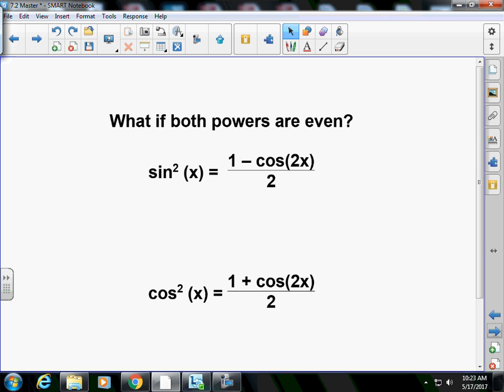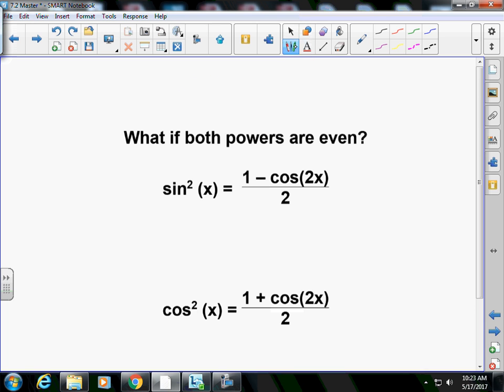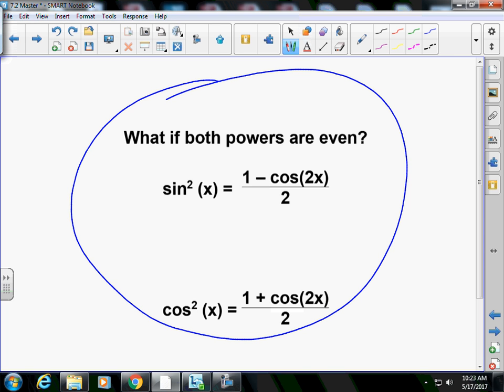It says, what happens if both powers are even? Well, based off of what we know about double angles, I know that sine squared x would then have to be, after I manipulate it, 1 minus cosine 2x divided by 2, and cosine squared x is 1 plus cosine 2x divided by 2. This I do not need to memorize. It will be provided on that formula sheet.